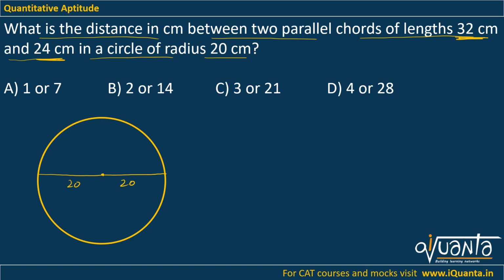So there are two cases possible here. Since the diameter is 40, either both the chords will be on the same side of the diameter, or they can be on the opposite side of the diameter as well, okay? So when we take it on the same side, we'll have the chord of 32 centimeter like this, and parallel to it I'll draw a chord of 24 centimeter, a little bit smaller than that.